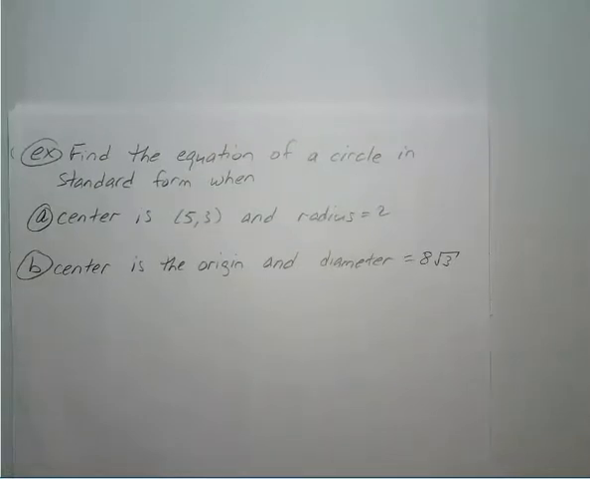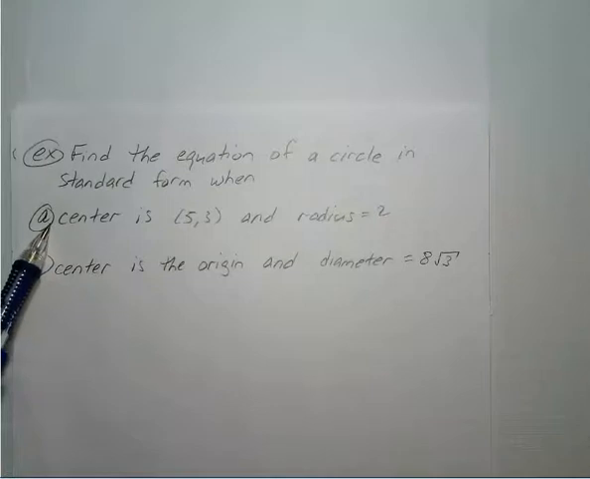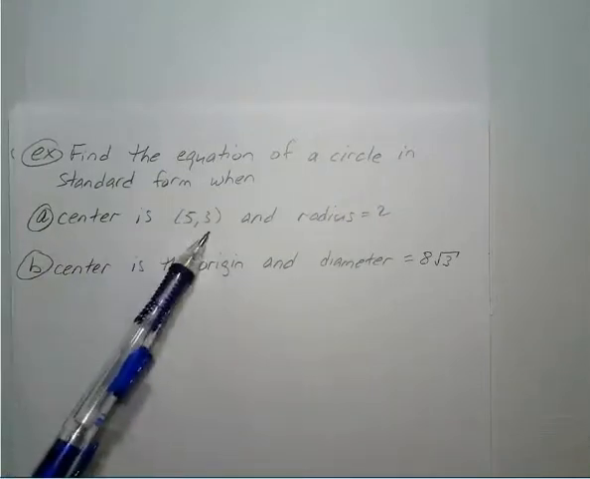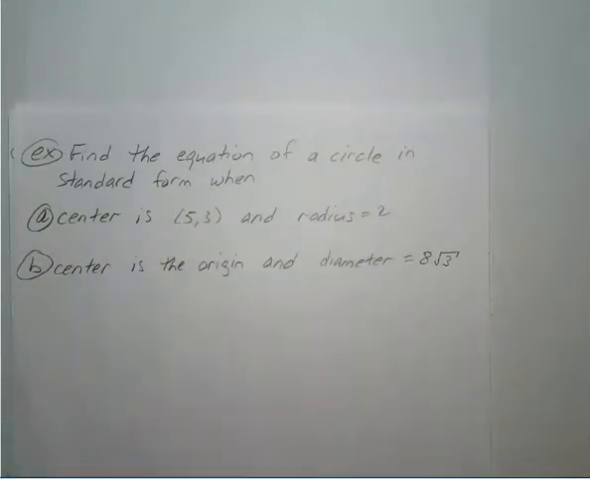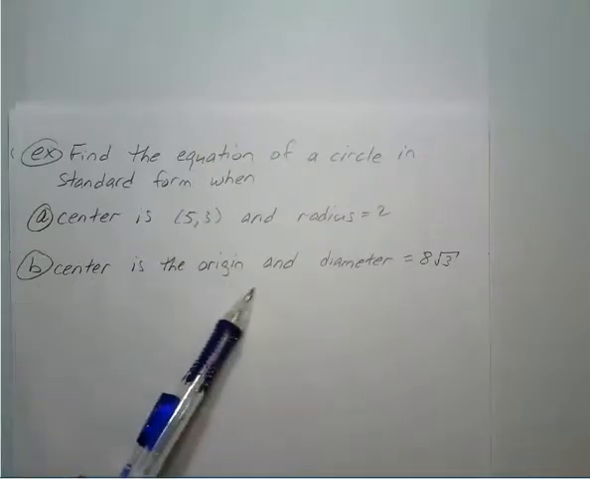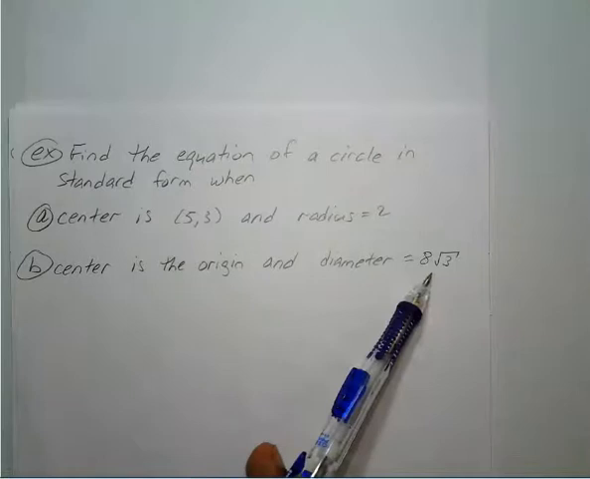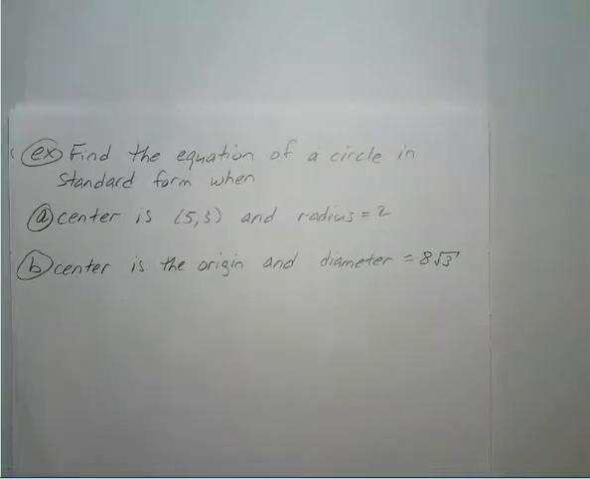Okay, now for this example, we want to find the equation of a circle in standard form when, say for A, our center is (5, 3) and our radius is 2. And for B, say the center is the origin and the diameter is 8 square root of 3. So it's a little bit tricky on this one.